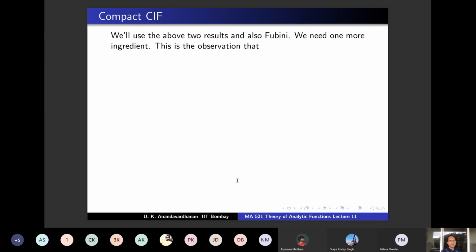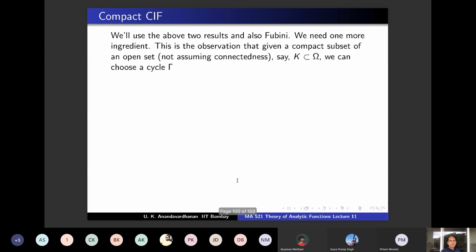This is the observation that given a compact subset of an open set, not assuming connectedness, the open set need not be connected, the compact set also need not be connected. In fact, not assuming connectedness gives you the power of Runge's theorem. So connectedness is never assumed in any of these results. So given a compact subset of an open set, say K contained in omega, we can choose a cycle gamma. Okay, this is the point of this observation. You can choose a cycle gamma. Where is the cycle? Outside K in omega.